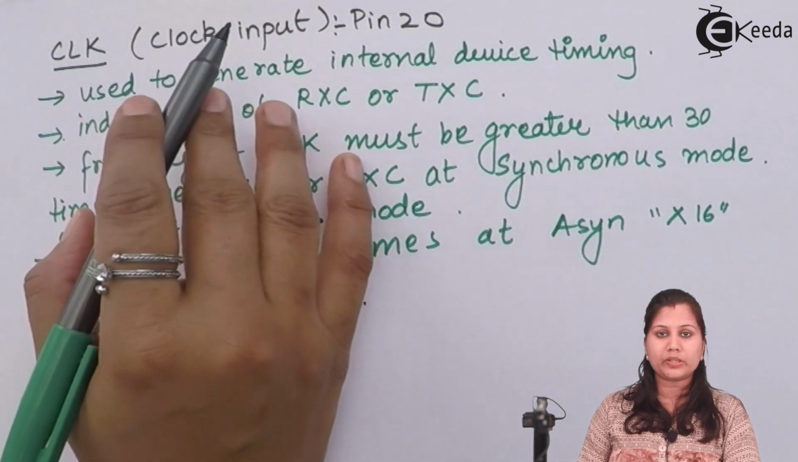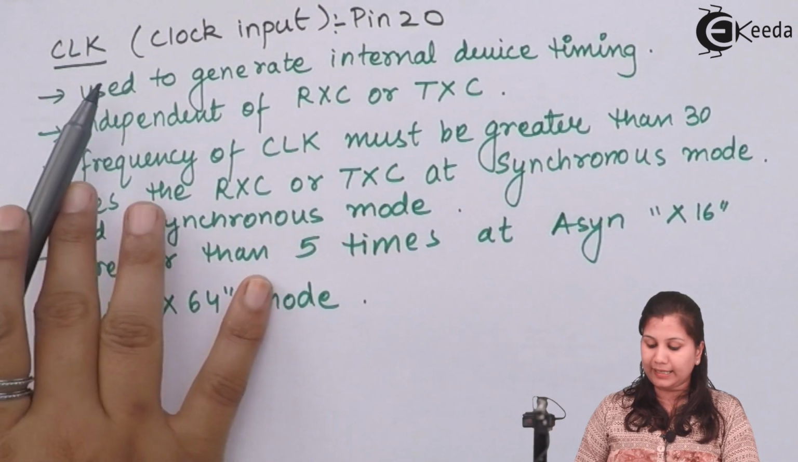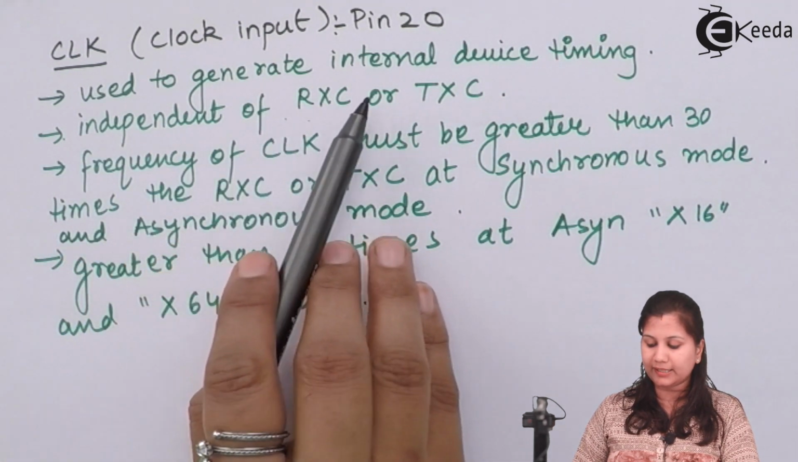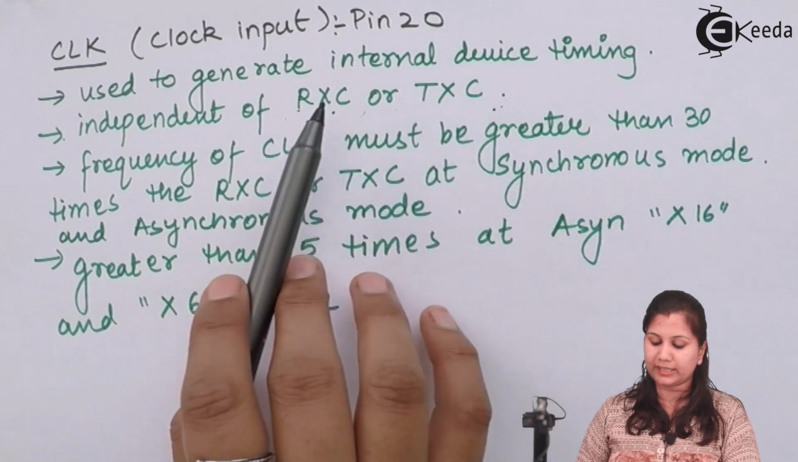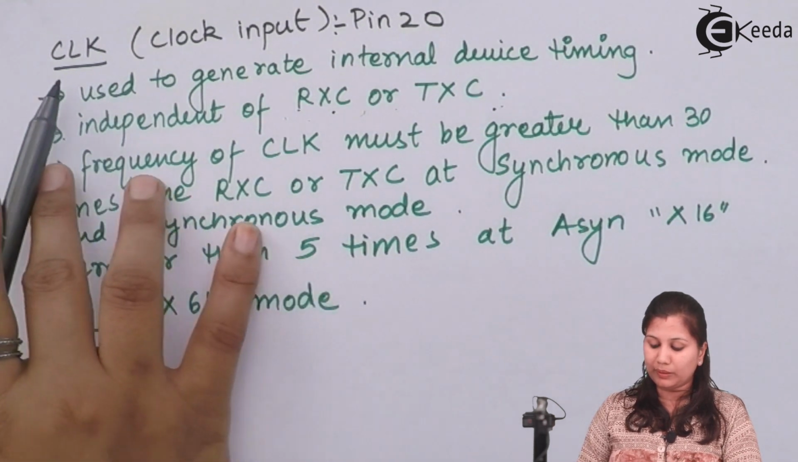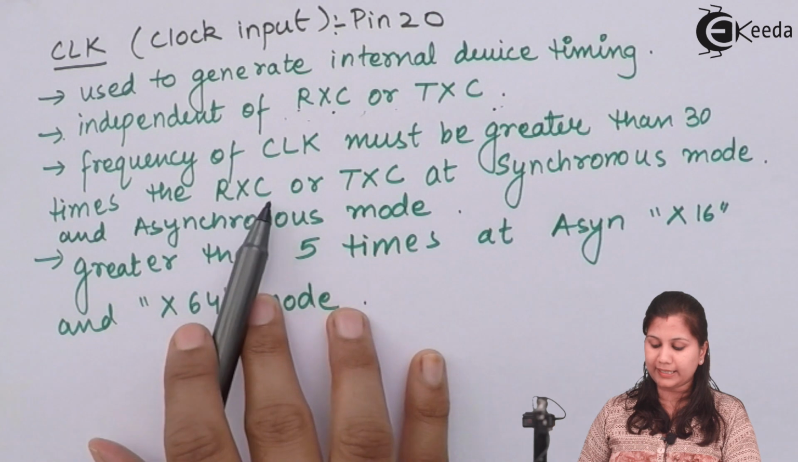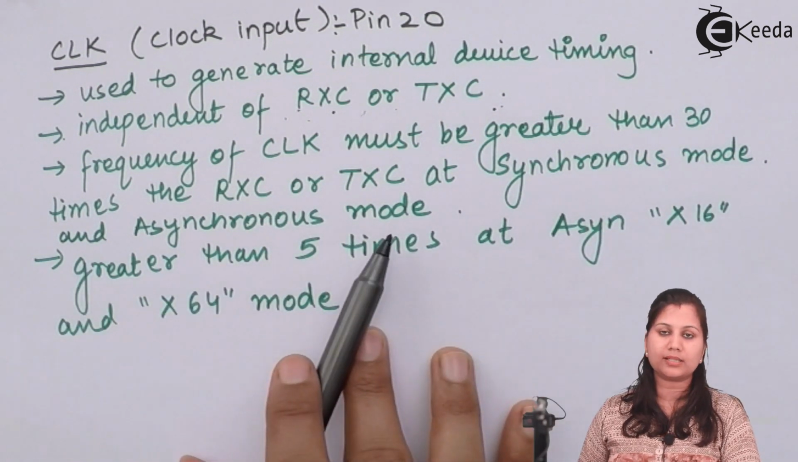So this clock input signal is used to generate the internal device timing signals, and it is independent of the RXC and the TXC, meaning the receiver clock and the transmitter clock. It is independent of both these clock frequencies. Now the frequency of this clock signal must be greater than 30 times the RXC or the TXC in the synchronous mode and asynchronous mode.